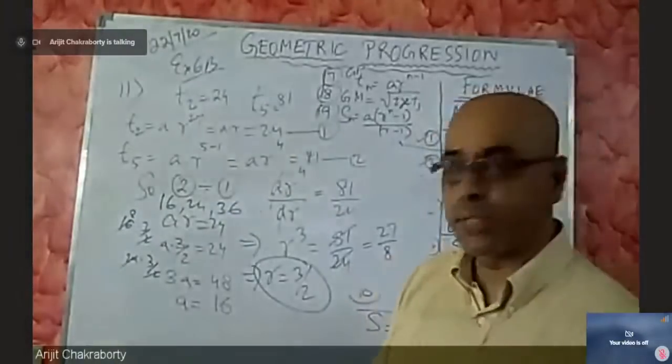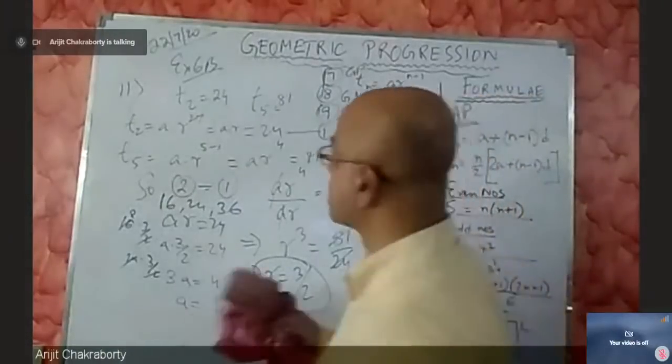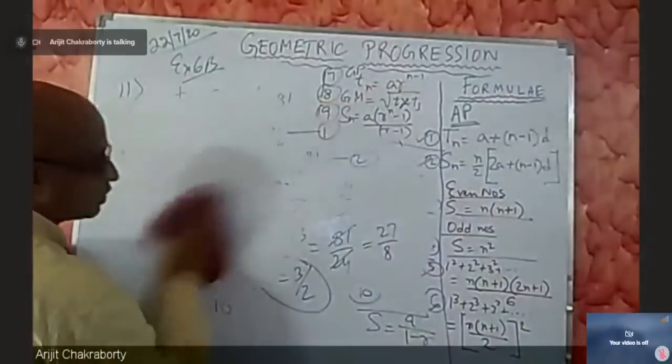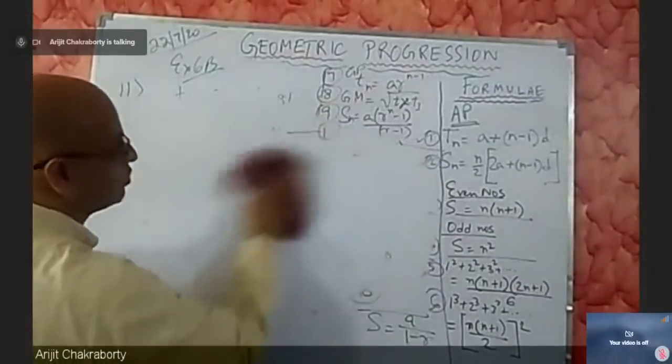Now we take up number 13. I am taking as many problems as possible. We take up number 13 now, rubbing this part. The formula as usual is written for you. No problem.